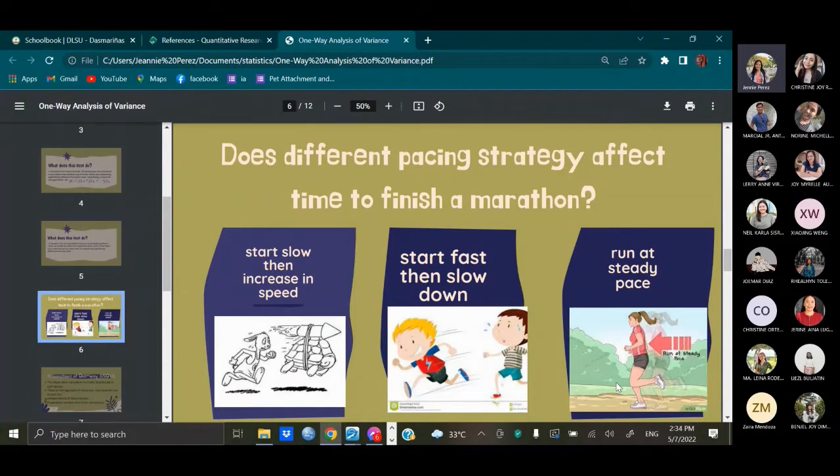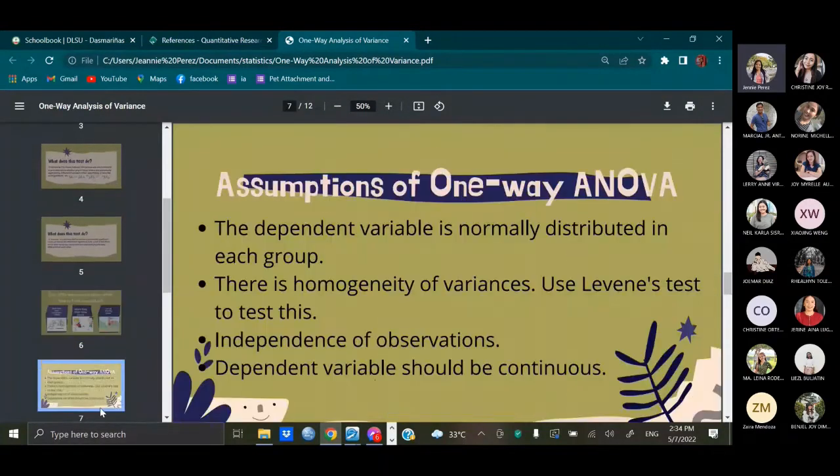Then after that, you get all their times and compute the descriptive statistics. Then you will run an analysis of variance of their scores to see if there is a significant difference.